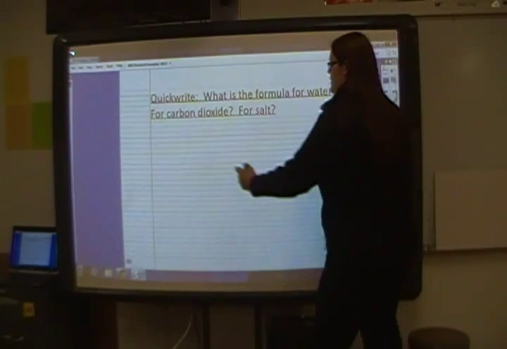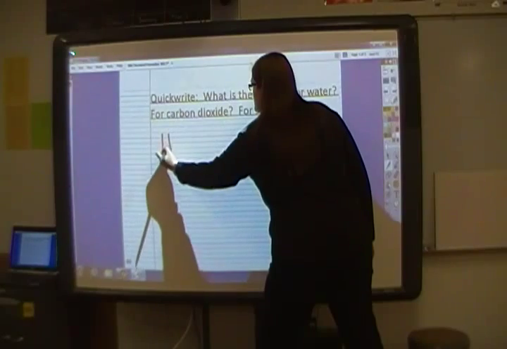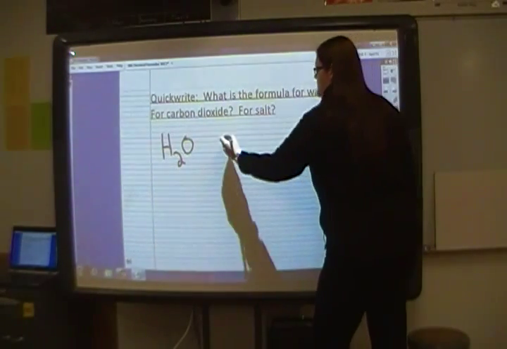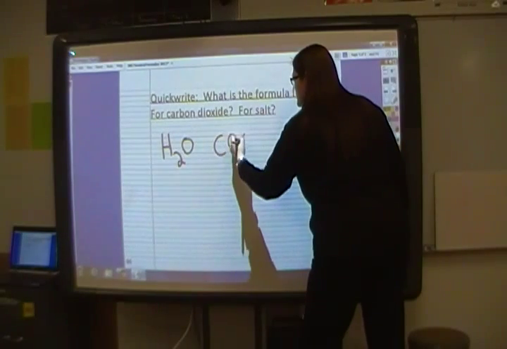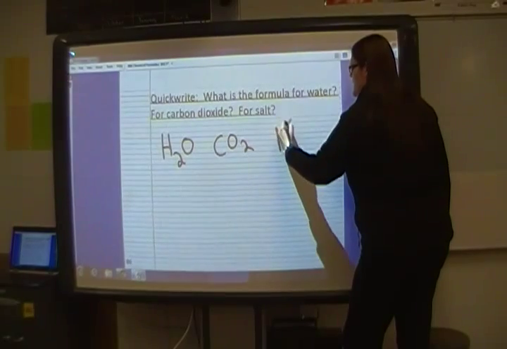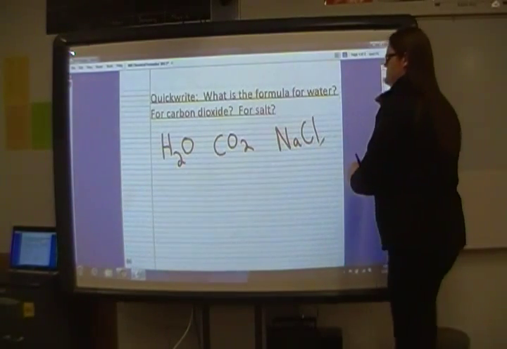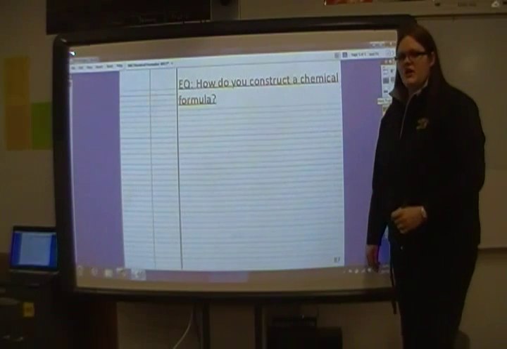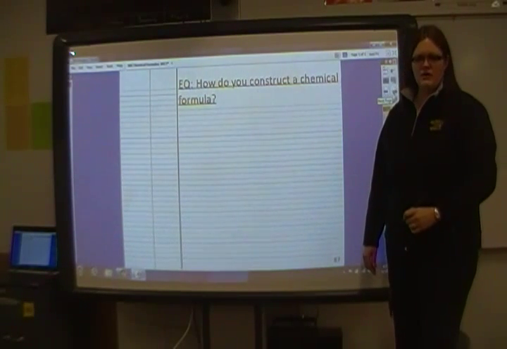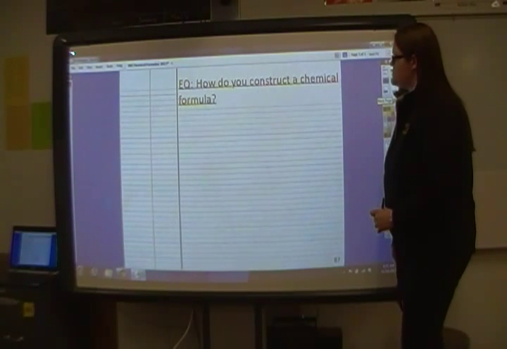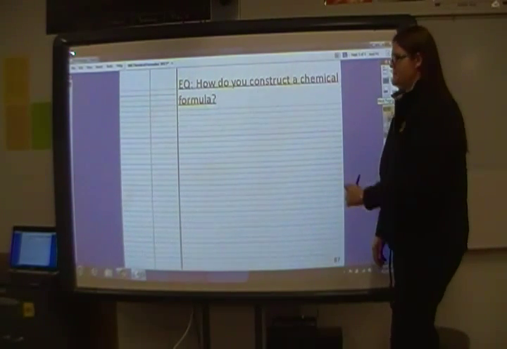The formula for water is H2O. The formula for carbon dioxide is CO2. And the formula for salt is NaCl. Turn to page 87 and set up your paper for Cornell note-taking. The essential question for this lesson is: how do you construct a chemical formula?